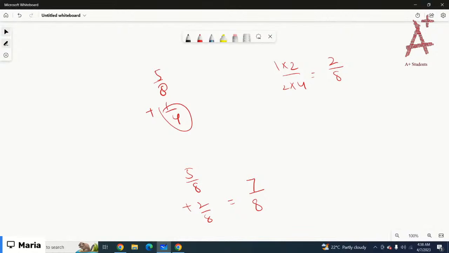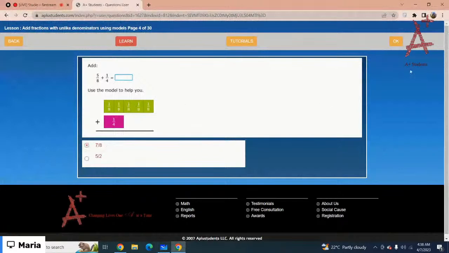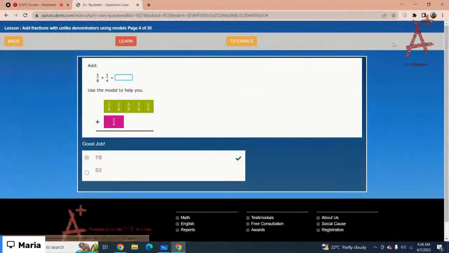It would be 7 over 8. So just select the correct option and click on the OK button.